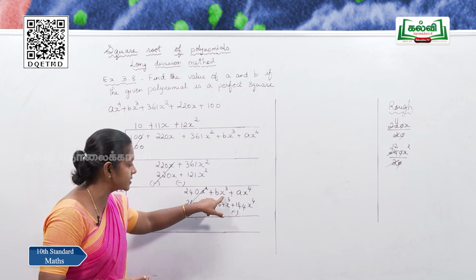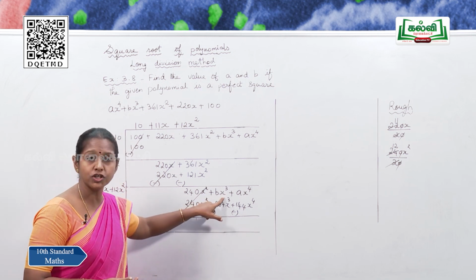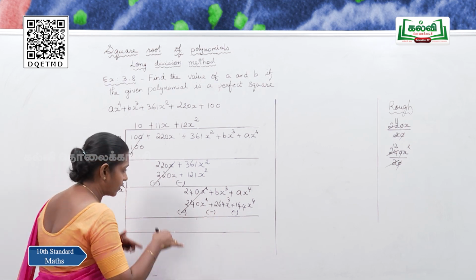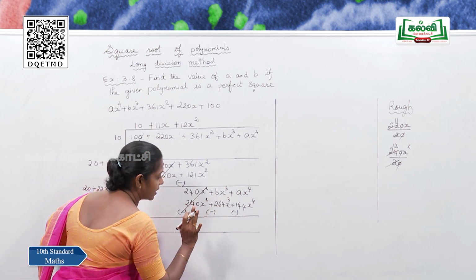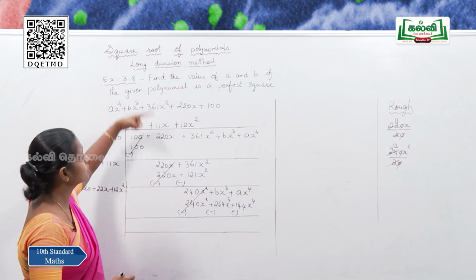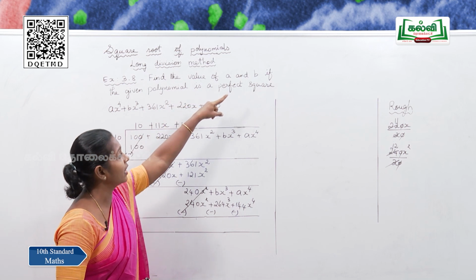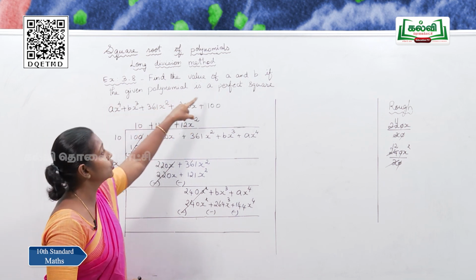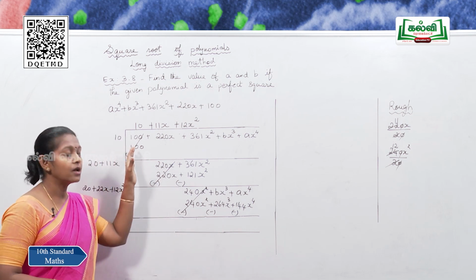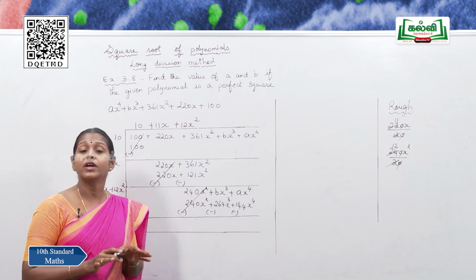See, this is x cube and this is x cube. What's the coefficient of x cube? b here. What's that? 264. I should not write anything here because, see the question, I am coming back to the question. Find the value of a and b if the given polynomial is a perfect square. So in the question itself it is given, the polynomial is a perfect square.